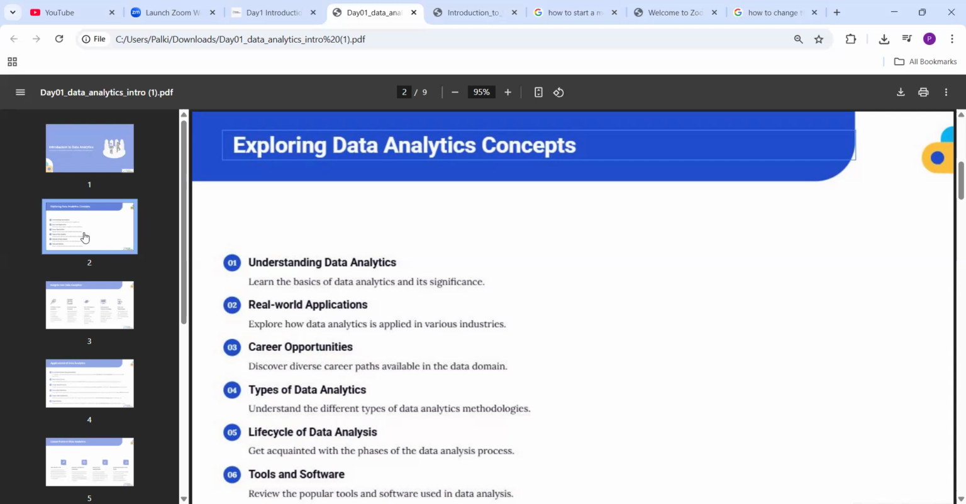Now you can say data is a big thing nowadays. Everything, when you are recording a picture or recording your video, everything seems to be your data. So what does data analytics do? A data analyst basically makes decisions on the basis of the raw data.